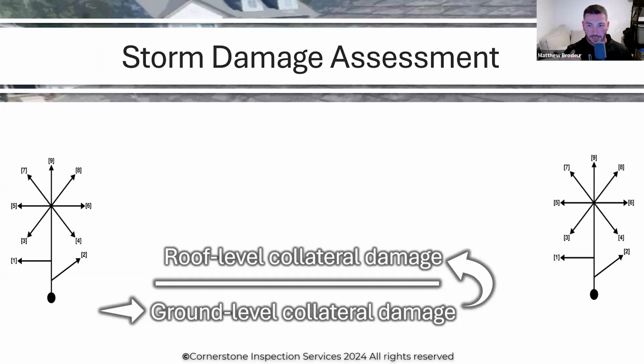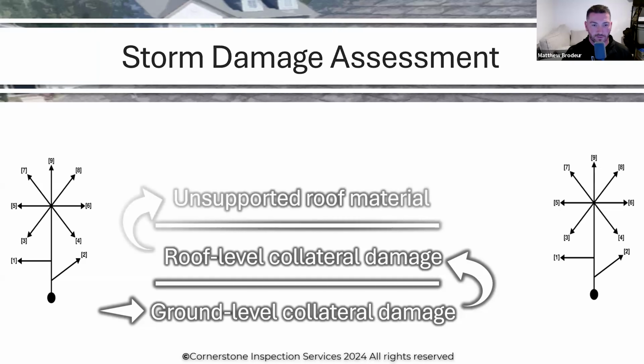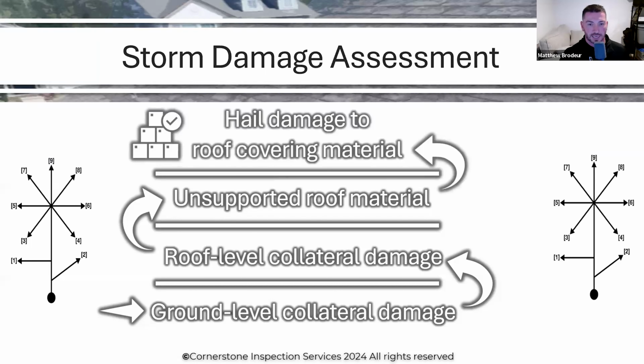Roof level collateral, and I'm going to show you illustrations of all this stuff. Usually metal vents or a metal roof that's part of the main roofing system. We're going to call that roof level collateral damage. And then unsupported roof material, which again, I'll illustrate, but mainly you find that on hips, ridges, and valleys. And then you come to hail damage to roof covering material. That's the big one that everybody wants to look at.